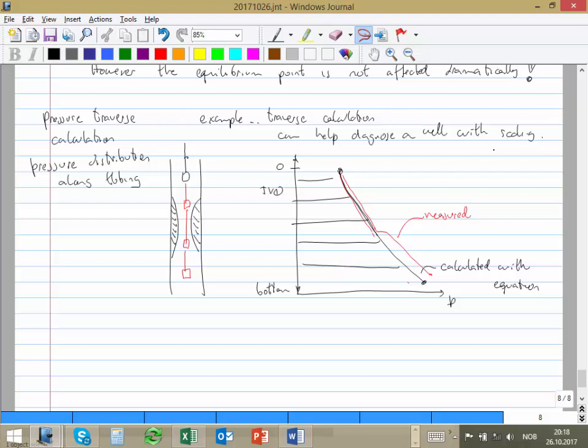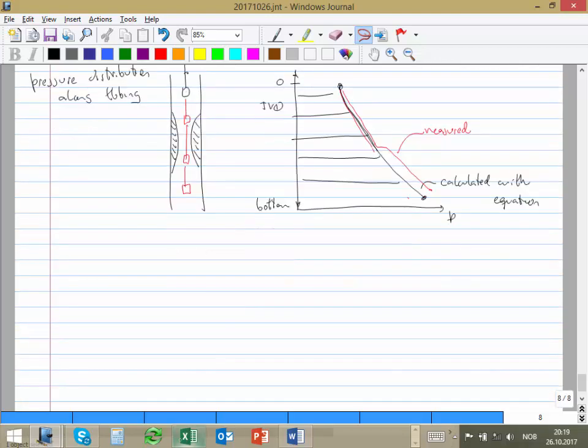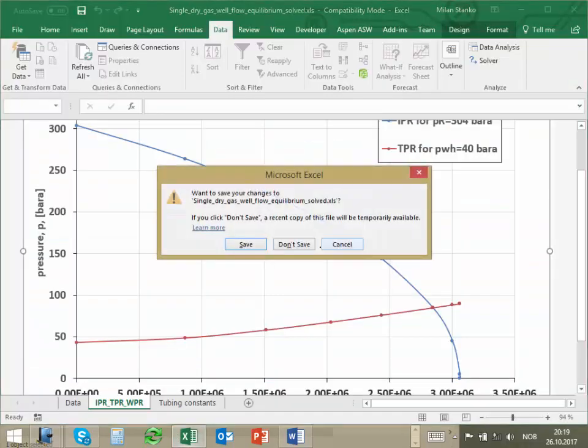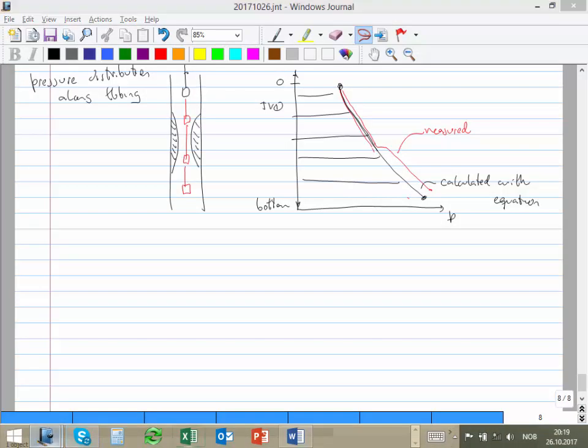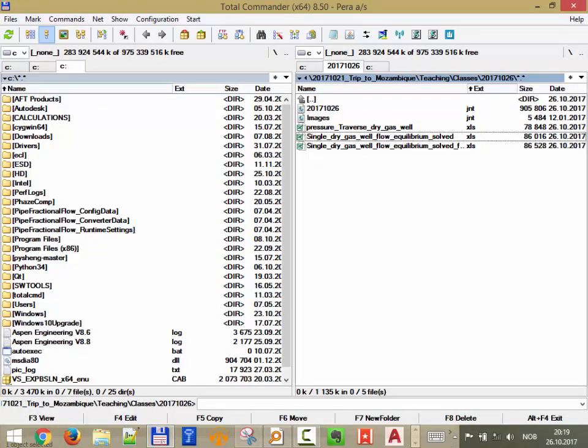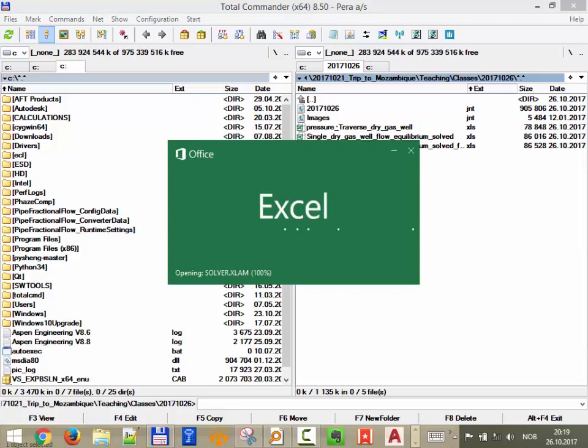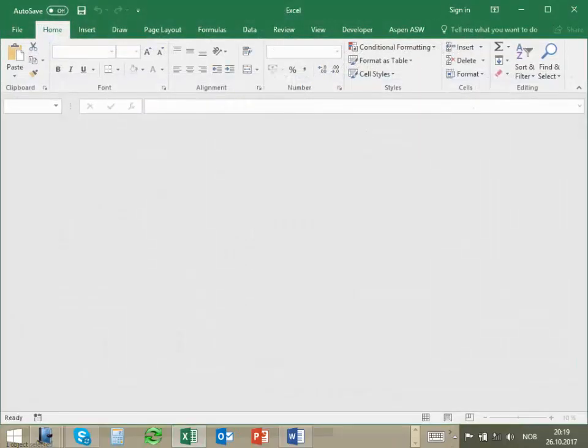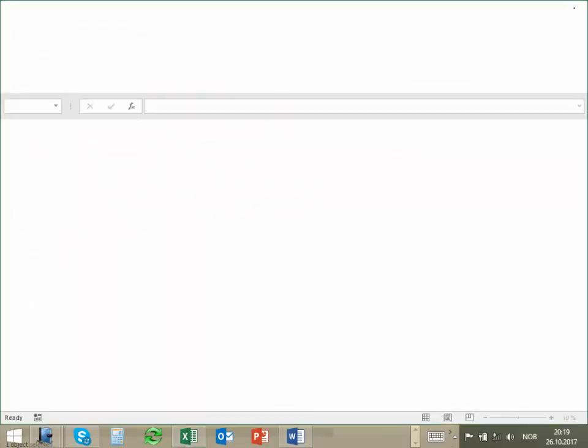That's what I want to focus on now in the last part of the class. I hope we have time to show you how to use this tubing equation to calculate pressure along the tubing, not only at the inlet or at the outlet, but also in the intermediate points. For that I recommend you open the Excel sheet called pressure traverse dry gas well, not this one.